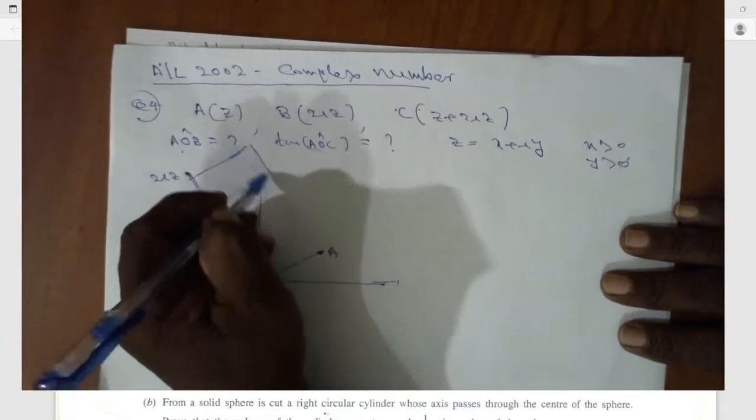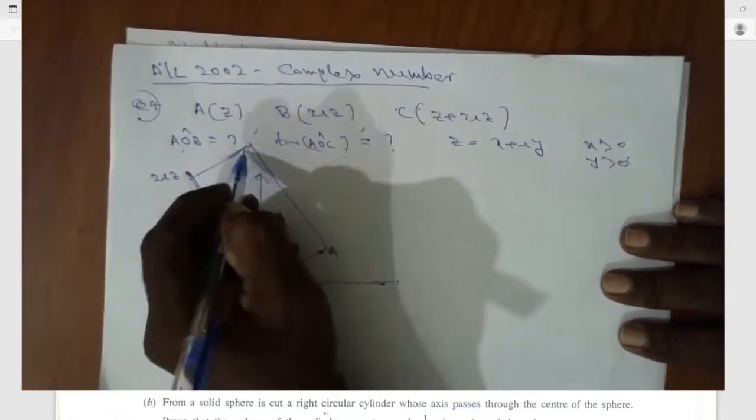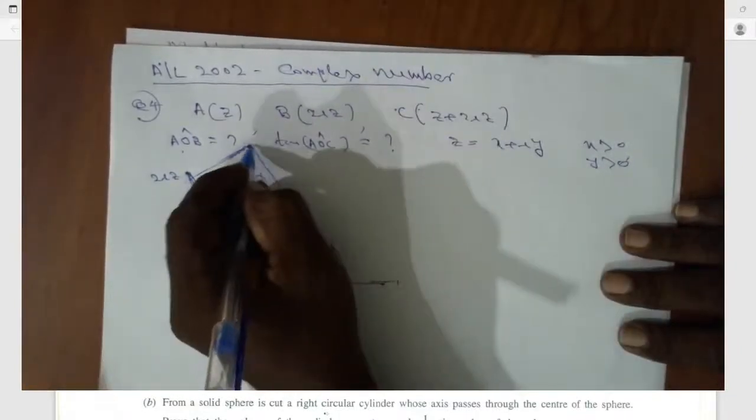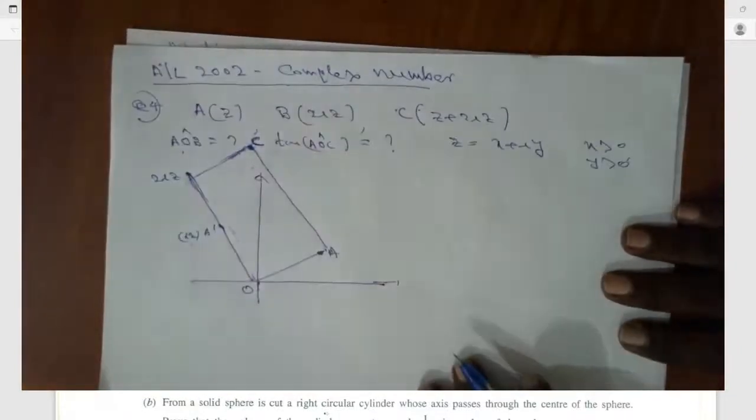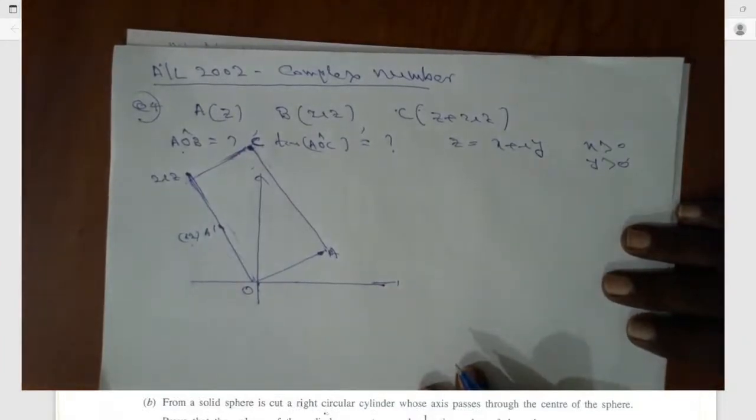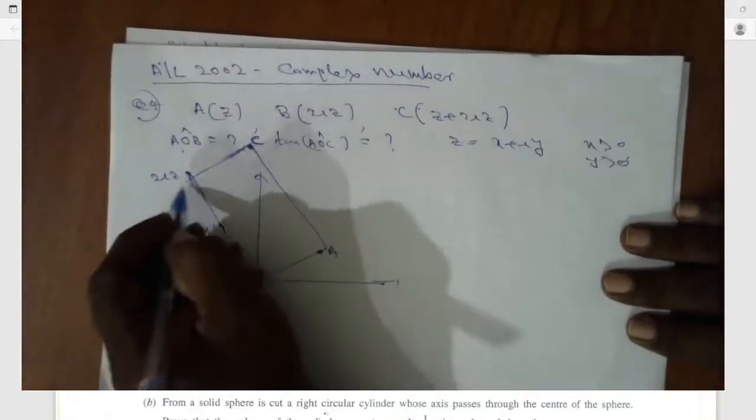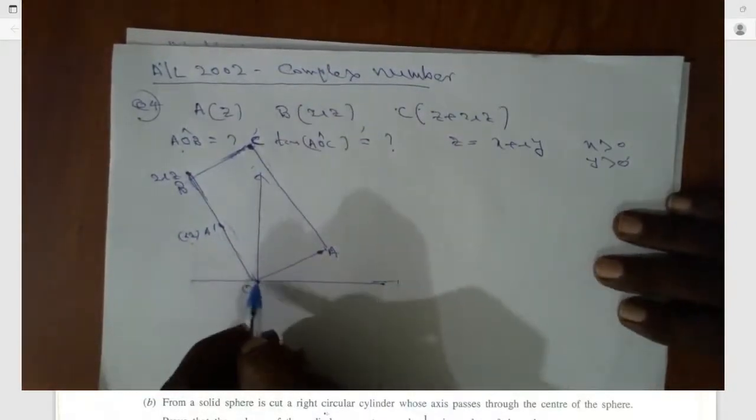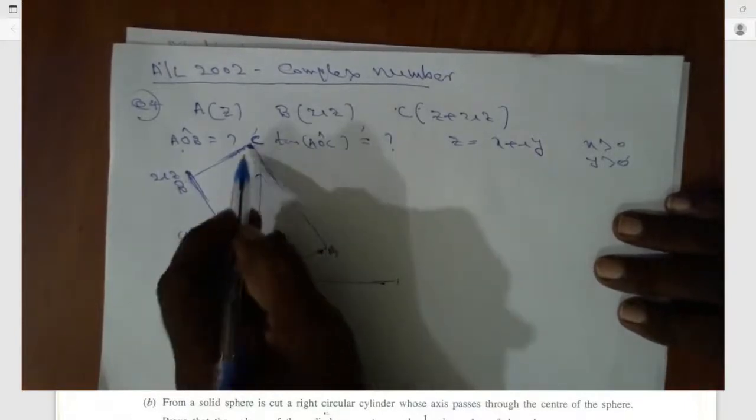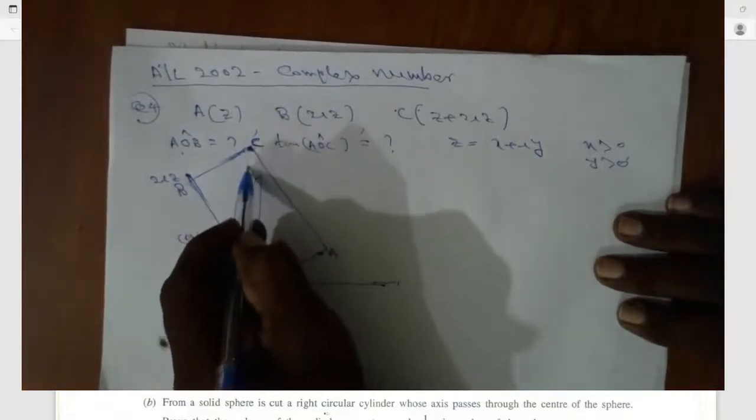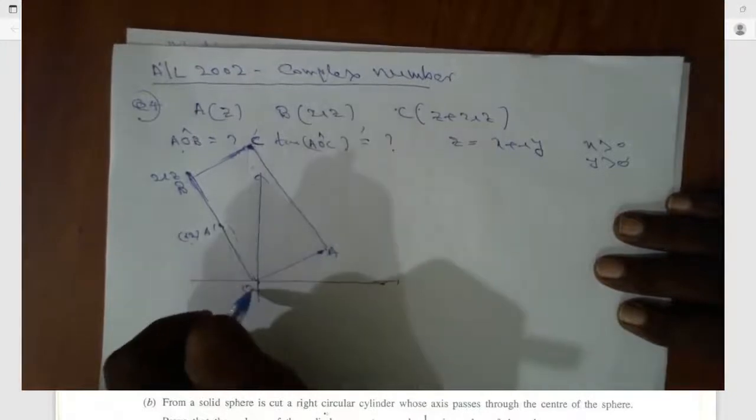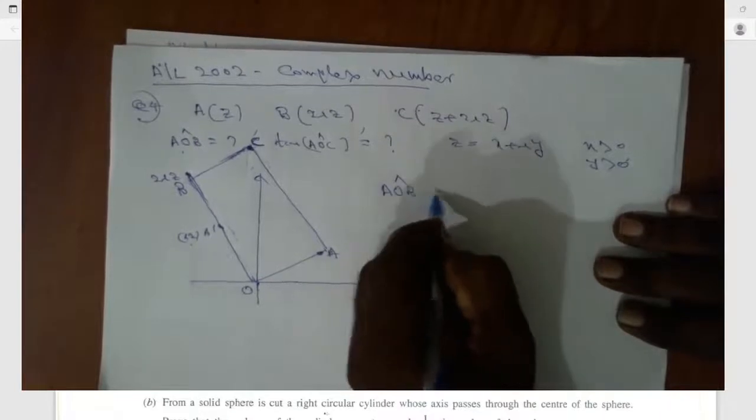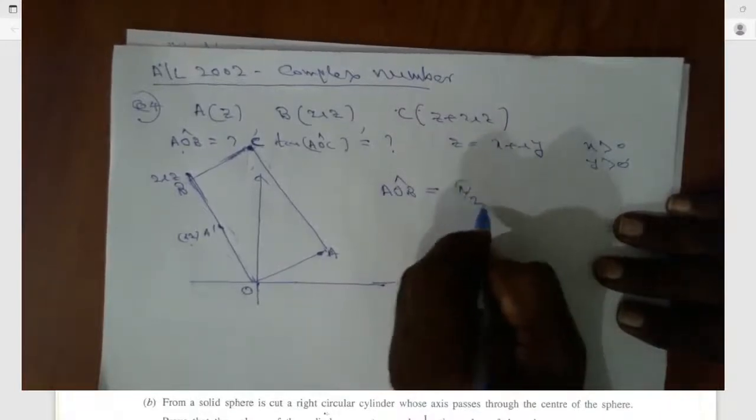Then z plus 2iz, so you have to construct this rectangle. This point is point C. This is A, this is B, this is C. What is AOB? What is the angle AOB? AOB is clearly 90 degrees, that is pi by 2.